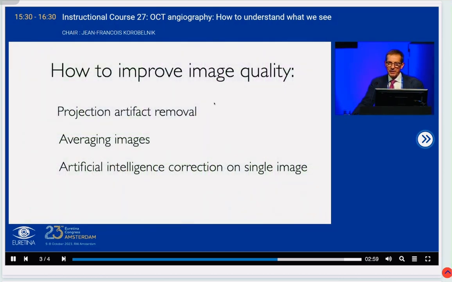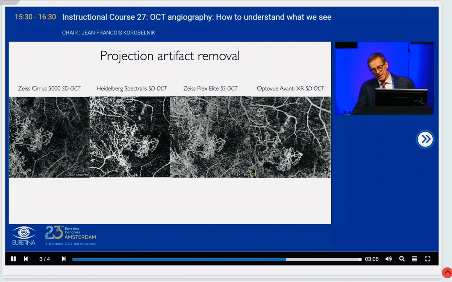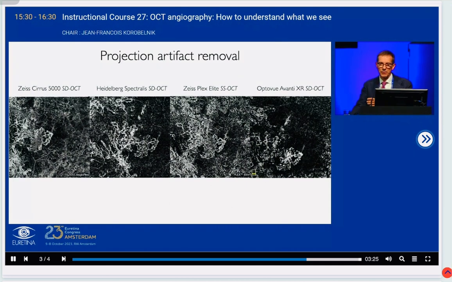How to improve the image quality? First of all, the projection artifact removal. There are many software, many algorithms that can do this. This is just to see the retinal vessels projected onto the slab that you try to measure, for example on neovascularization. And when you apply the removal software, of course, you can miss some signal of the neovascularization.